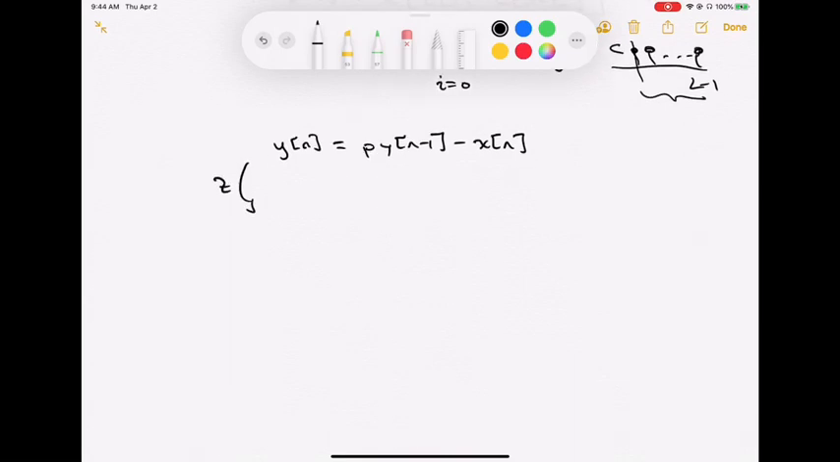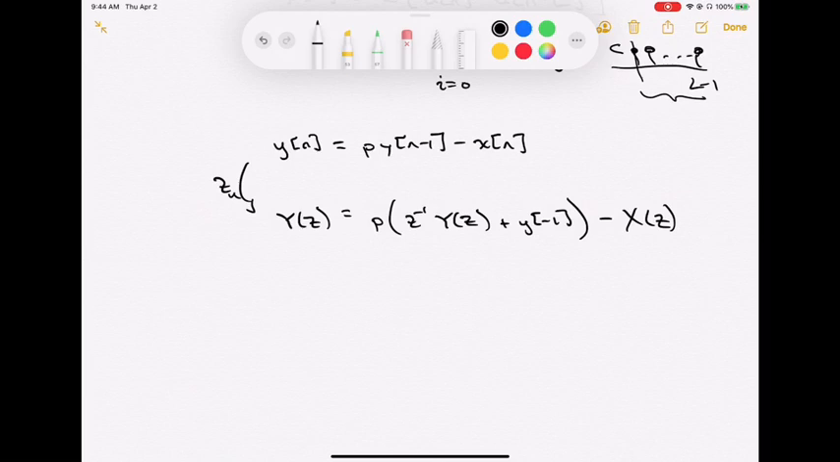If I go ahead and do my z transform on this, what do I get? I get y of z. Because it's a problem with initial conditions, we better do a unilateral transform in here. And I'm going to get what? I'm going to get a p times, well, a delay by 1 is just z to the minus 1 y of z. But then I also have that dependence on the initial condition, so this is going to be that little y of minus 1. And then I'm going to have a minus and the transform of my input x, so I would have my x of z somewhere along those lines.